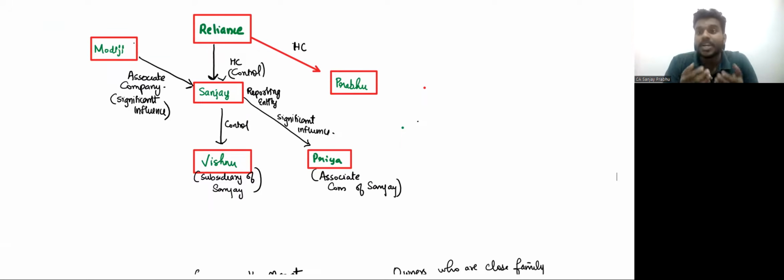Vishnu is the subsidiary company of Sanjay, where Sanjay can exert control over Vishnu. So Sanjay and Vishnu become related parties. Priya is the associate company of Sanjay. Sanjay can exert significant influence over Priya. So Sanjay and Priya will also become related parties. We can see another company called Prabhu. The owner of both Sanjay and Prabhu is one and the same, Reliance. So both Sanjay and Prabhu will become related parties.